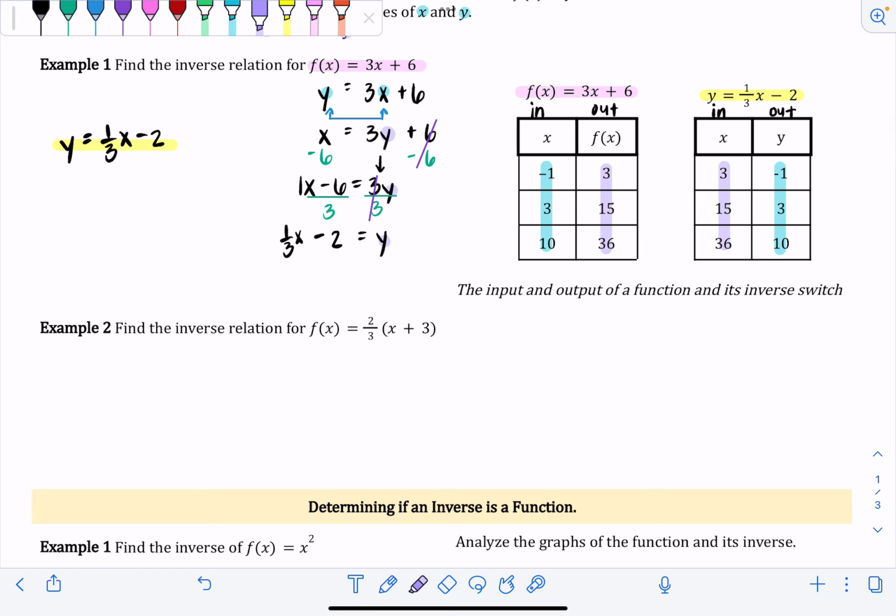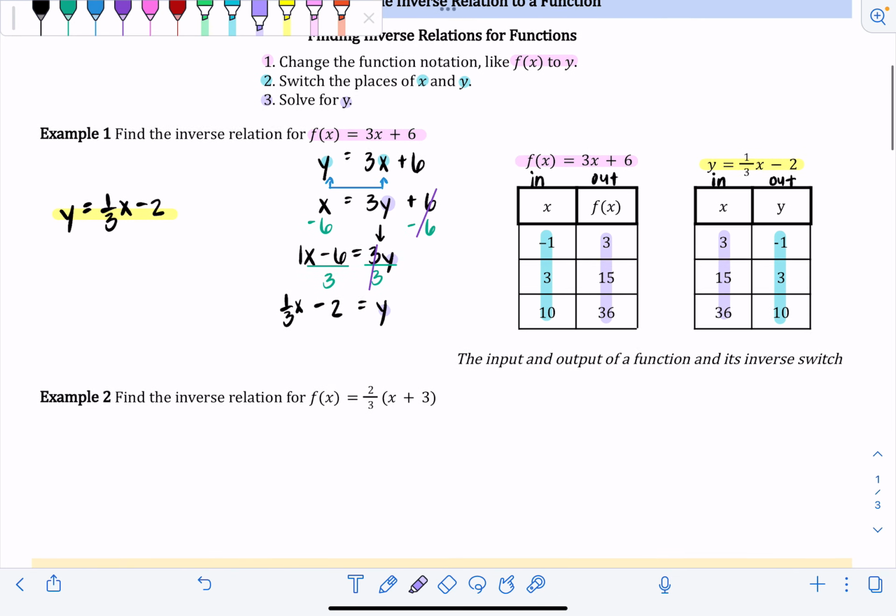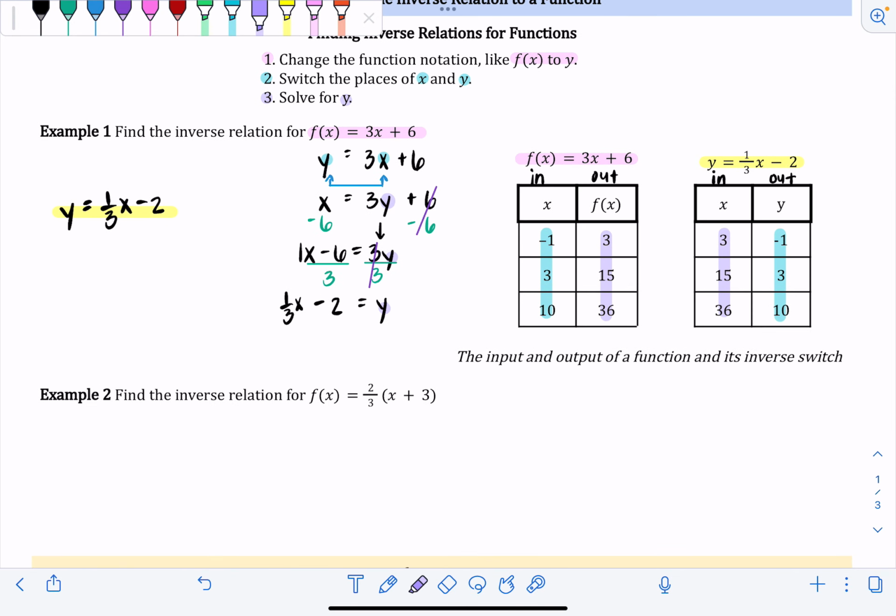Okay, example 2: find the inverse relation for f of x equals 2/3 times (x plus 3). So we're going to follow those same set of steps up here, so I'll try to keep them in view. Step 1 is to change function notation, take out the f of x and put a y there instead. So it'll be y equals 2/3 times (x plus 3).